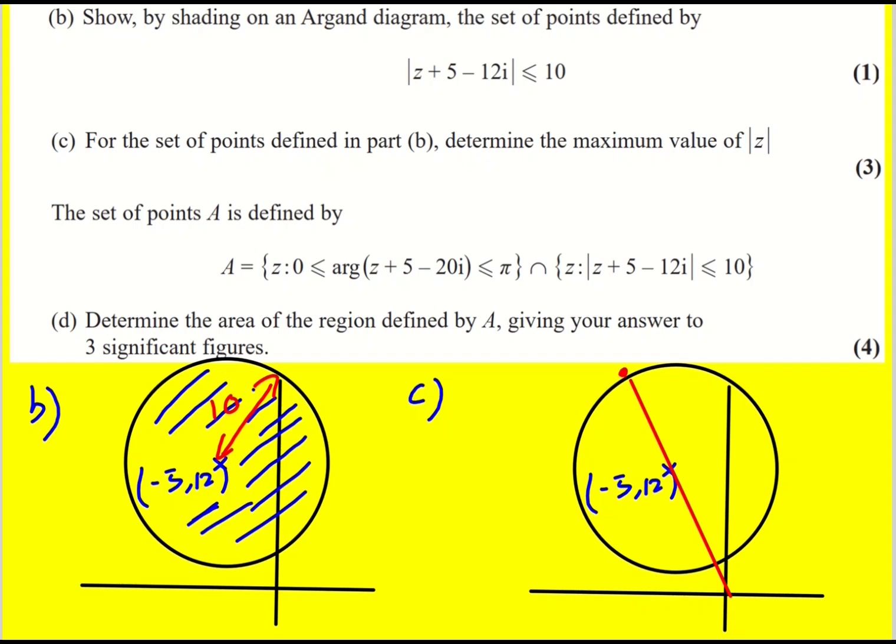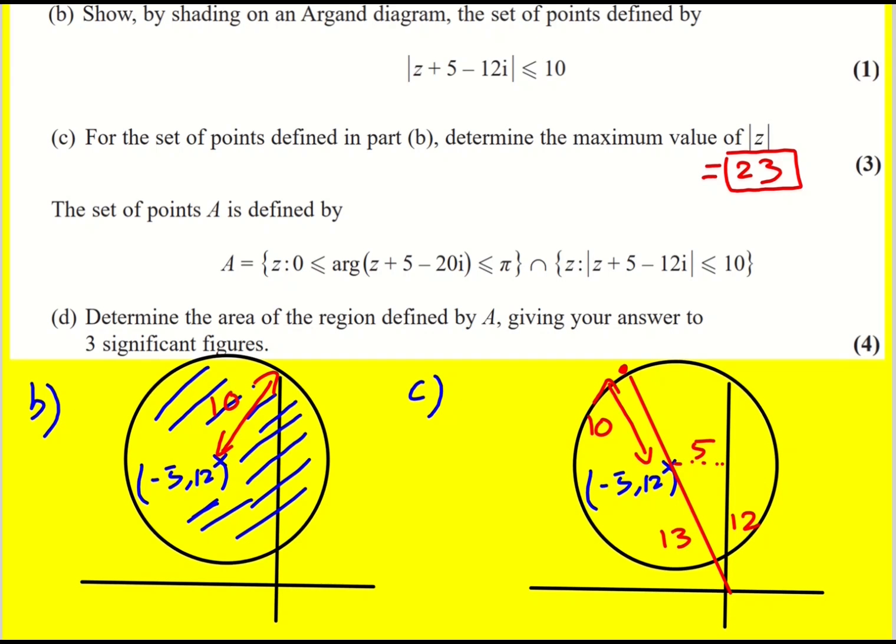So now to find this length, I know the radius is 10. So I just need to work out the hypotenuse of this triangle, which has a height of 12 and a base of 5. 5 squared plus 12 squared, square rooted, is 13. You might actually know that as a Pythagorean triple. So there we have it. The maximum modulus of z is going to equal 23.